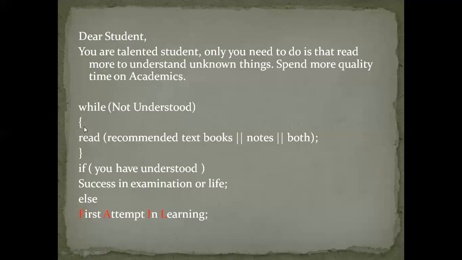Here, I have written a simple program: while not understood, read recommended textbooks or notes or both. This is a while loop and this is an if condition. How does it work? If we have understood, then success in examination or life. Else, fail. What does fail mean? First attempt in learning. So try to attempt. Don't feel like you failed. Put in more hard work, put in your effort, and try to get good marks.